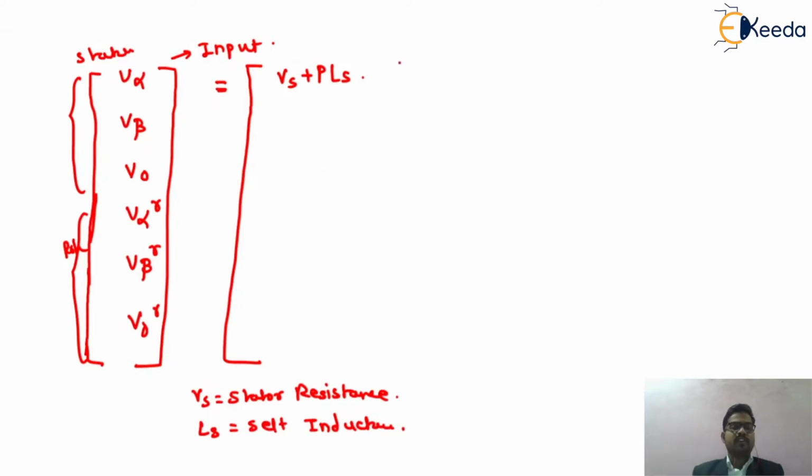Similarly for the second, that is 0 0, and at the fourth terminal, that is 3 by 2 into MSRP. So friends, next very important concept: what do you mean by LS? We call LS the self-inductance, and MS is basically the mutual inductance between phases.